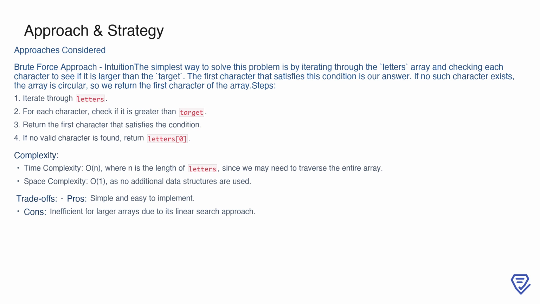Now, while this method is easy to implement, it has trade-offs. The time complexity is O(n), because we may need to traverse the entire array in the worst case. The space complexity, however, is O(1), as no additional memory is used. The pros of this approach are its simplicity and ease of implementation, but the major downside is its inefficiency for large arrays, as it relies on a linear search.